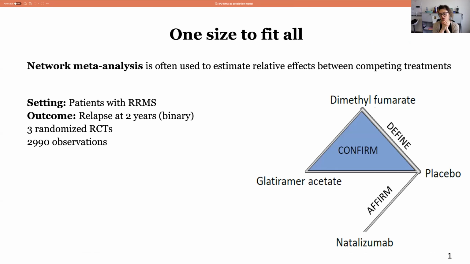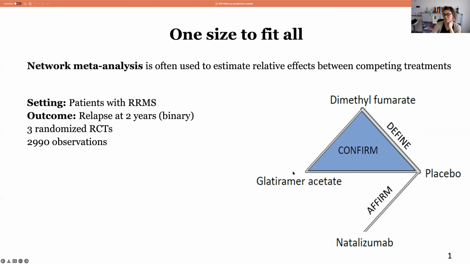I assume most of you, probably all of you, are familiar with network meta-analysis methods. Network meta-analysis is used to estimate relative treatment effects between more than two competing treatments. And the work I will present you has been inspired by a data set we had from the field of relapsing-remitting multiple sclerosis.